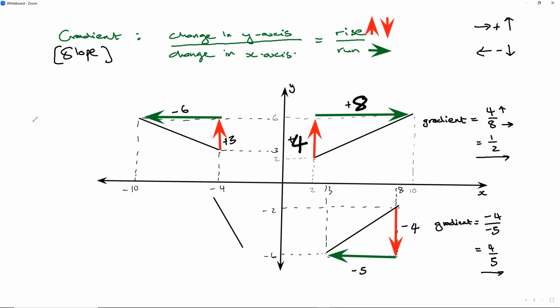And so for this one here, the gradient will be given by change in y over change in x, or rise over run, rise first and then run. It's going to be 3 over negative 6. And that's going to be simplified to negative 3 over 6, which is negative half. What you notice is that this line is going right and it's positive. This line is going right and it's positive. This line is leaning towards the left, and the answer is negative.